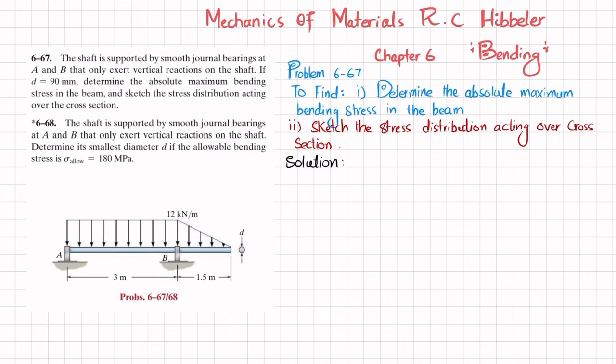So the first step is that if you remove this journal bearing at point A, there will be a reaction force exerted by the bearing on this shaft, which is RA, and similarly if you remove the bearing at B, there will be a reaction force RB. So first we will find RA and RB by using the equations of equilibrium.